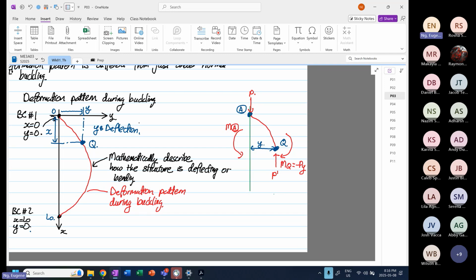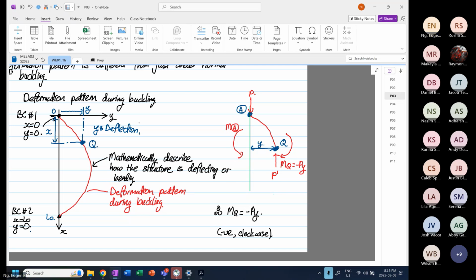So from here, we can see, therefore, the moment at Q is equal to minus Py. Okay, the moment at Q is minus Py to counter the moment at point A, because it's force times perpendicular distance. And we know that it's negative because it's going in the clockwise direction.